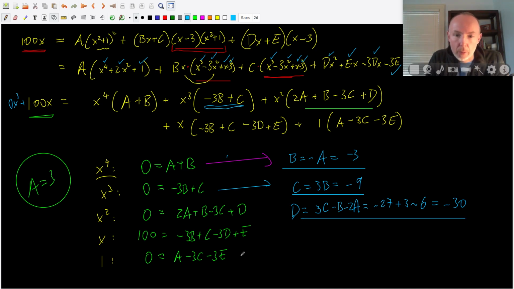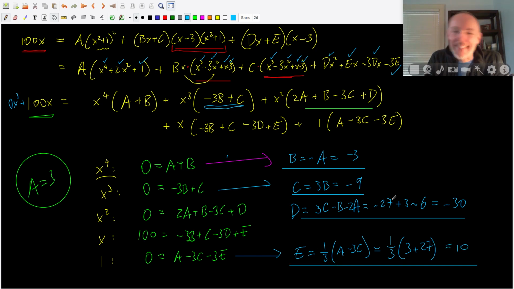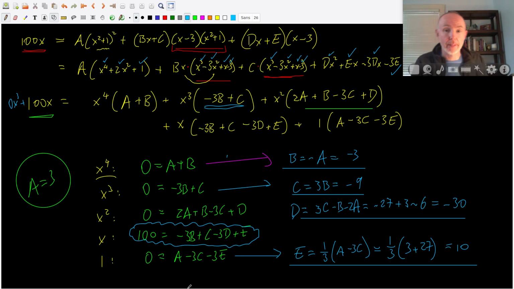And then maybe I can use this one to find e. e is 1/3 of, what would it be? a minus 3c. And this is 1/3 of, a is 3, and this becomes plus 27. So this is 1/3 of 30. So it's 10. And if you plug that value into the one I ignored, because it looked like more work, you'll find it's satisfied as well. If it's not satisfied, we've done something wrong. But we've used each of these equations to find a, b, c, d, and e.